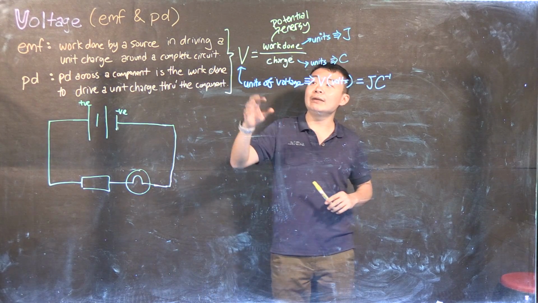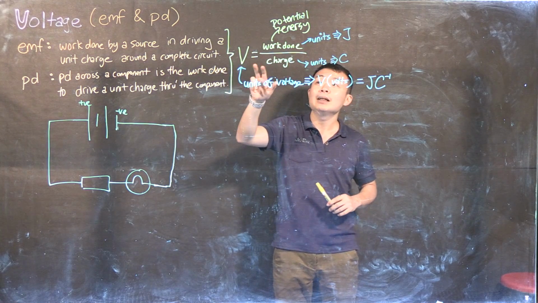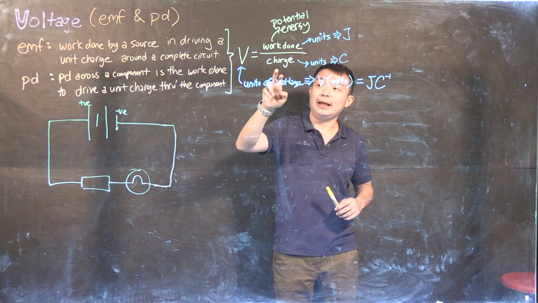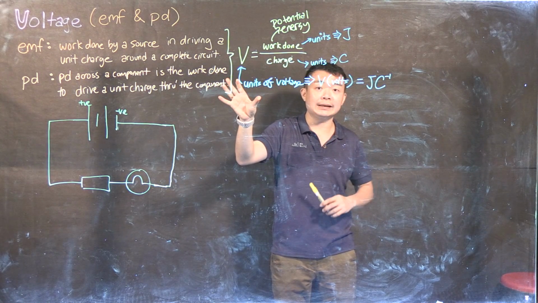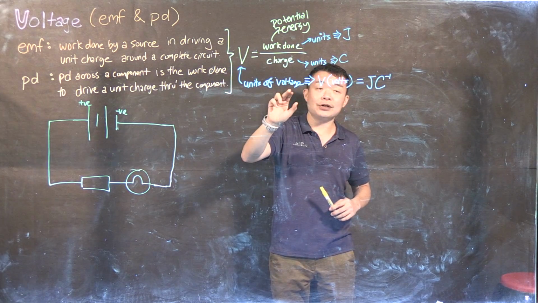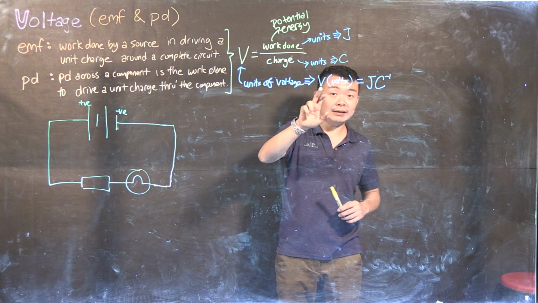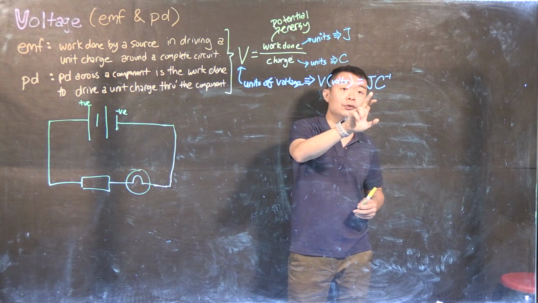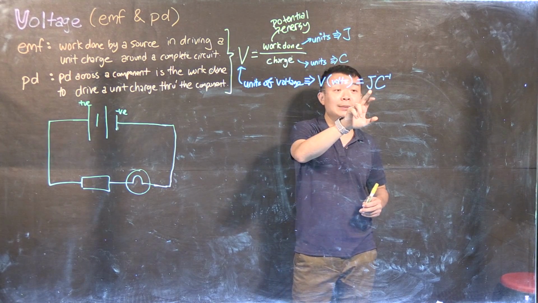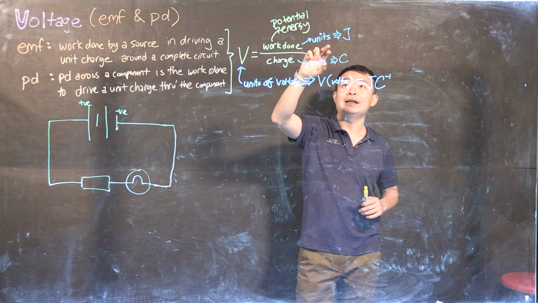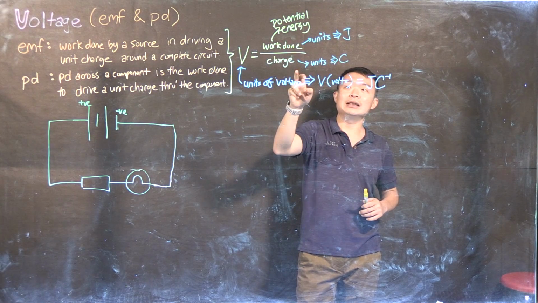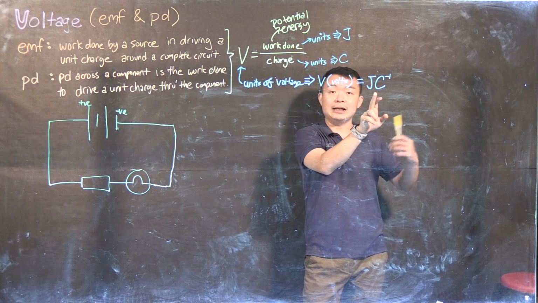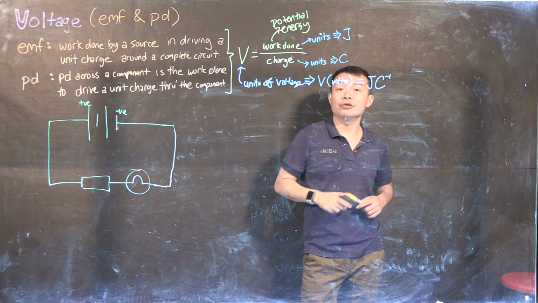Equation for calculating voltage is shown here. It's simply work done divided by charge. And if you do a bit of units analysis, the units of voltage will be written as V, which stands for volts. And another way of writing volts is joules per coulomb. The units for work done is joules, the units for charge is coulombs, and therefore this explains why another way to write volts can be joules per coulomb.